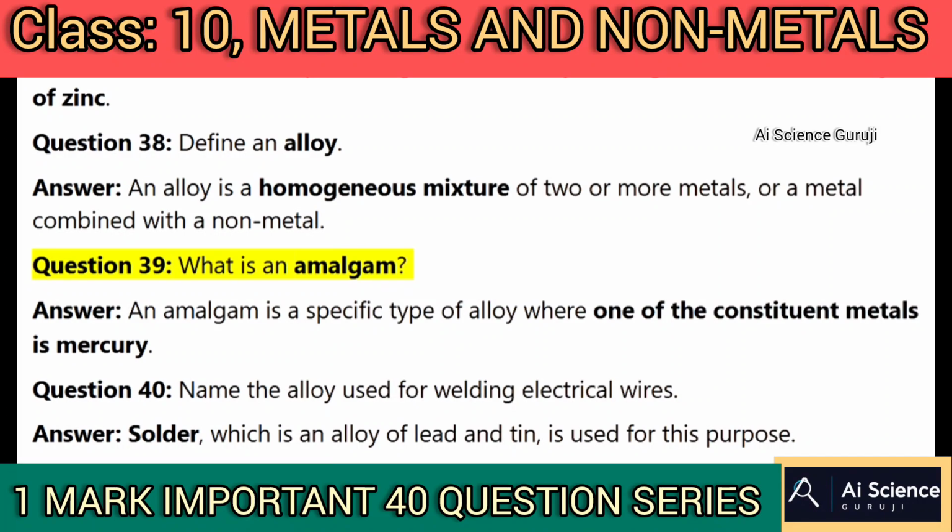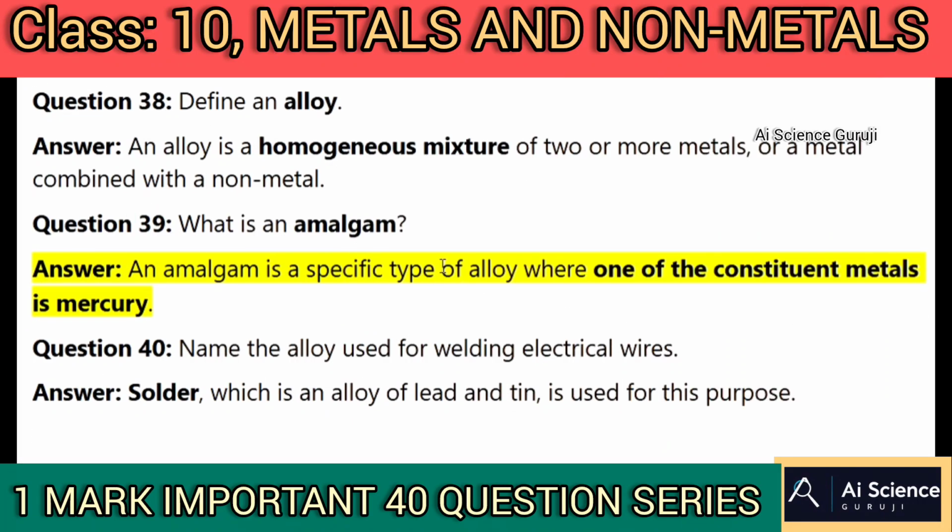Question 39. What is an amalgam? Answer. An amalgam is a specific type of alloy where one of the constituent metals is mercury. Question 40. Name the alloy used for welding electrical wires. Answer. Solder, which is an alloy of lead and tin, is used for this purpose.